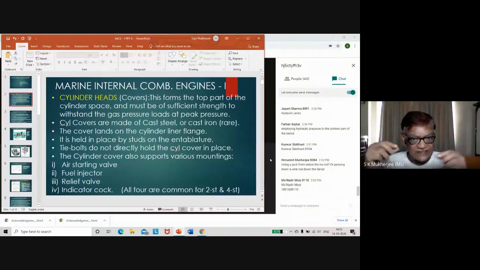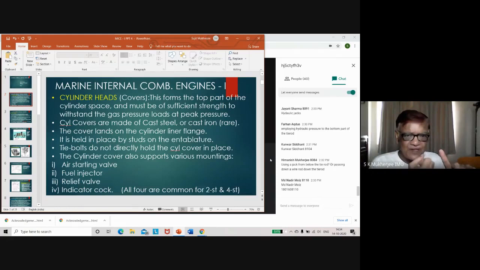Mountings are fittings which help in the operation and running of the engine. So the first one: I have said there are four common mountings, whether it is for four stroke or two stroke. The common mountings are air starting valve, fuel injector, relief valve, and indicator cock. Air starting valve is used to start the engine.